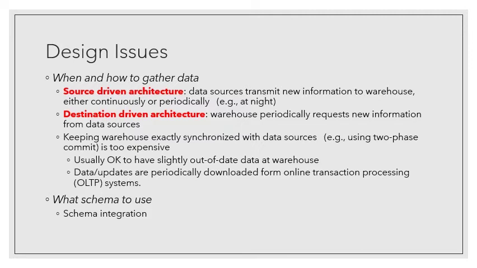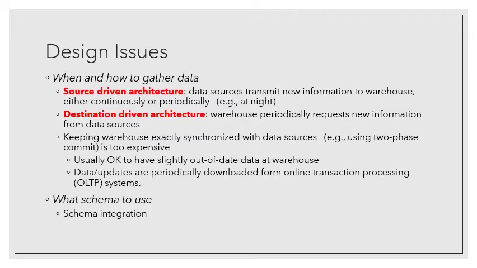Unless updates at the sources are replicated at the warehouse by two-phase commit, the warehouse will never be quite up to date with the sources. Two-phase commit is usually far too expensive to be an option, so data warehouses typically have slightly out-of-date data that, however, is usually not a problem for decision support systems.